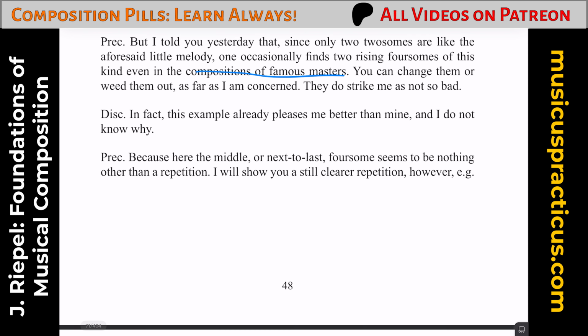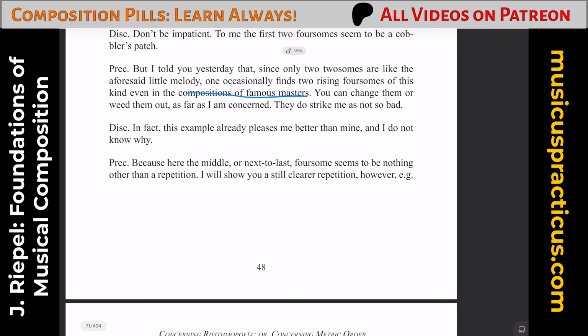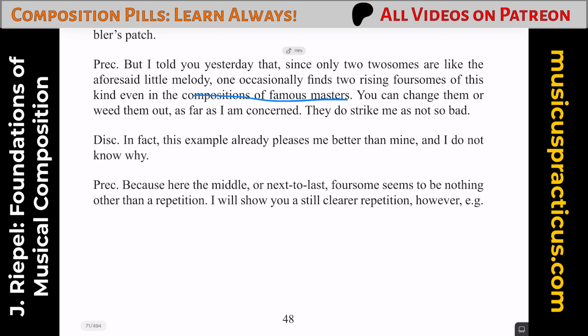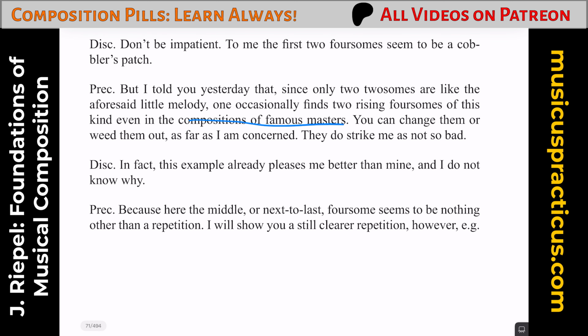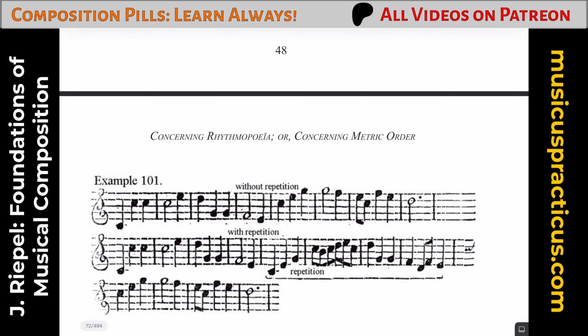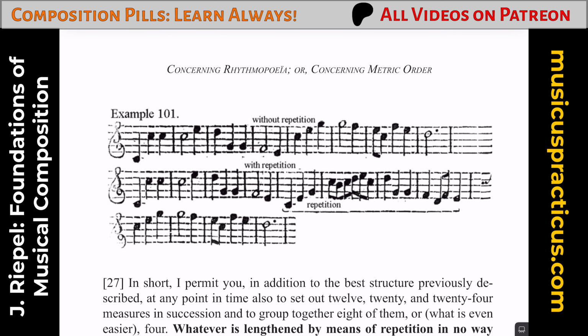Because here, the middle or next to last foursome seems to be nothing other than a repetition. I will show you a still clearer repetition, however. So it's talking about the penultimate one. I mean, the second foursome seems a repetition of the first one. So something different here, without repetition, he says, and with repetition. Let's see.